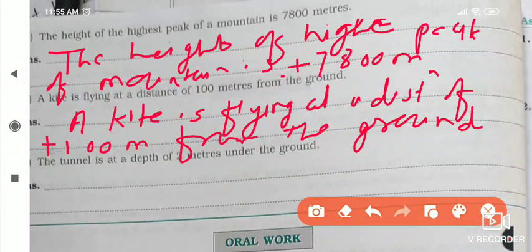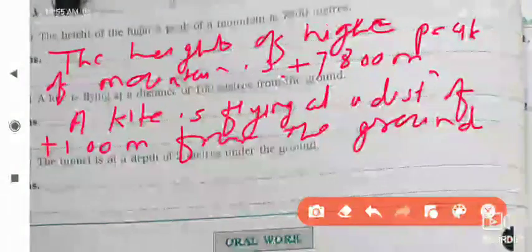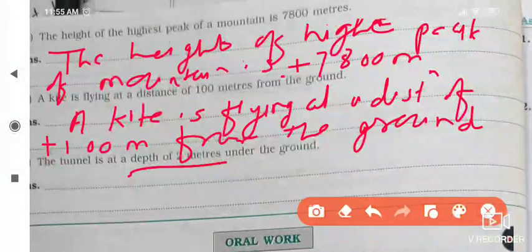Okay, now the tunnel question: the tunnel is at a depth of 22 meter under the ground. So here you have to write depth; instead of this you write the tunnel is at negative 22 meter under the ground. So in that way you have to write these answers.